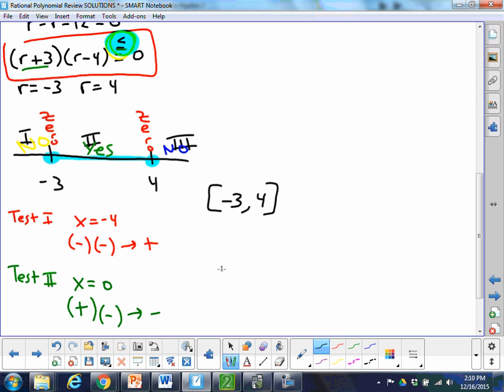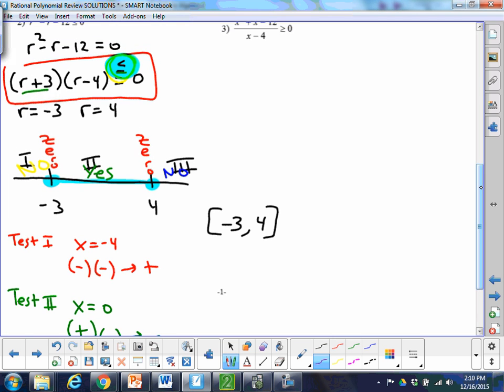Okay. The other option to do the interval test, if you guys like the graphing method, you can do that too. Let's say you graph the original parabola, you would notice it ends up doing something like this.